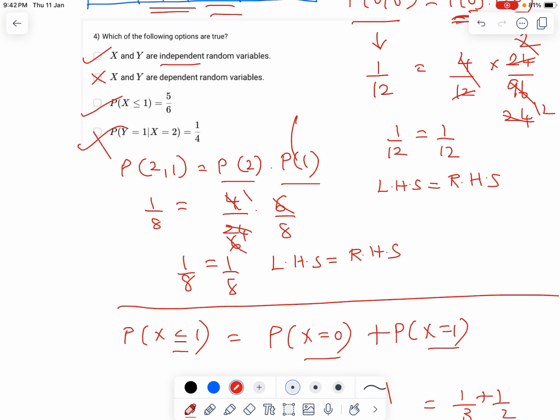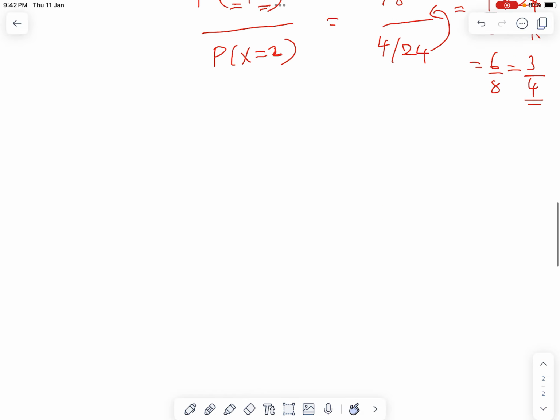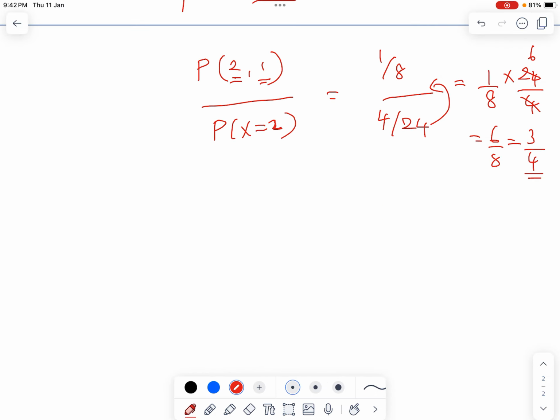So the correct answers are option 1 and option 3. Therefore, while concluding, we can write that options 1 and 3 are correct.